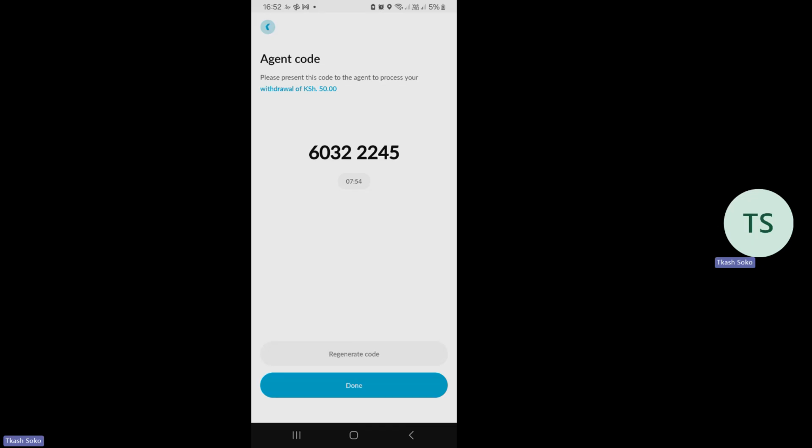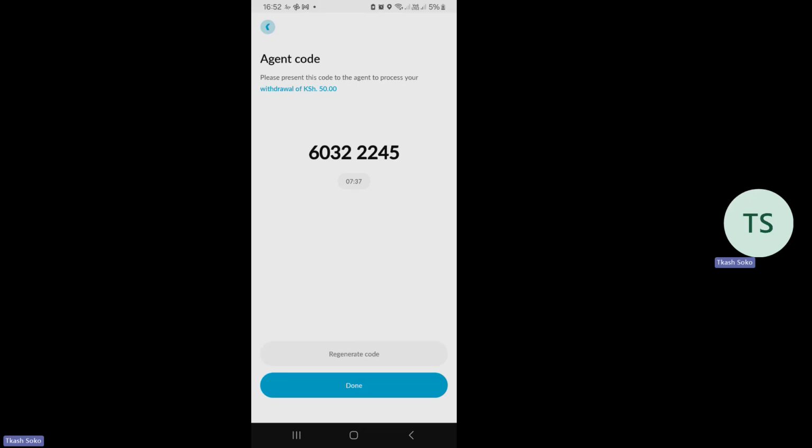So that is how that transaction appears. I would just want you to understand something. This withdrawal code is valid for a duration of time. It is only valid for 10 minutes. So it is not valid forever.